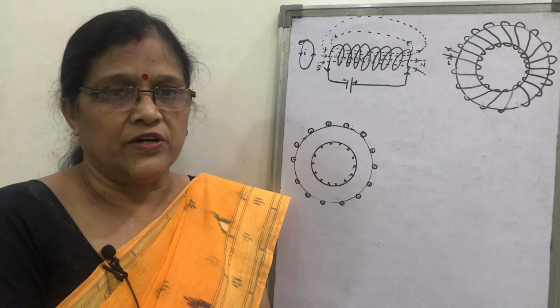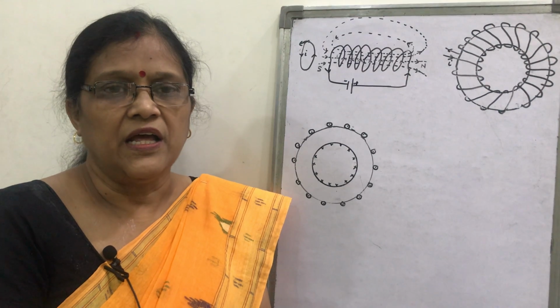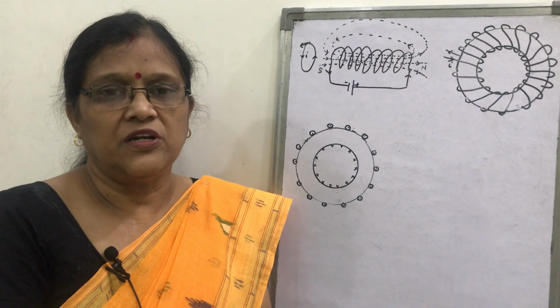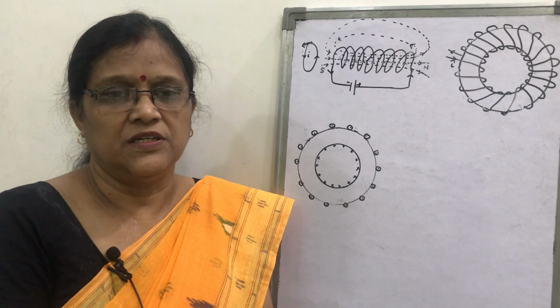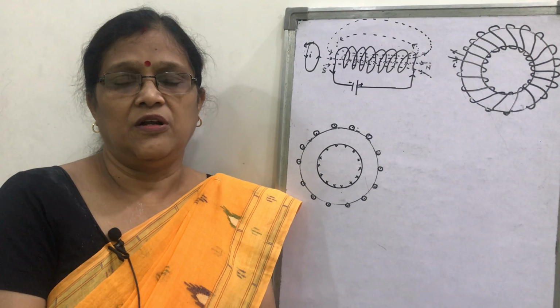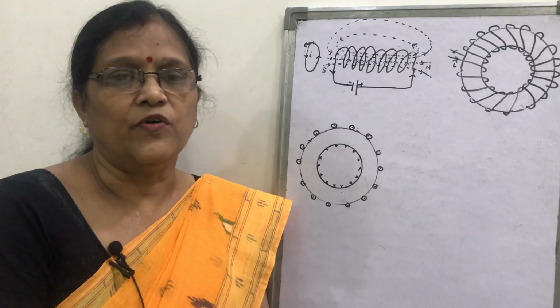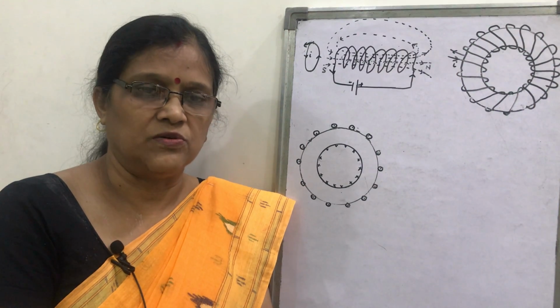We will continue our topic to derive the expression for the toroidal solenoid, and you know the toroidal solenoid is used in transformers. We will start the derivation of the expression for the magnetic field of the toroidal solenoid, or endless solenoid, as it is also called.